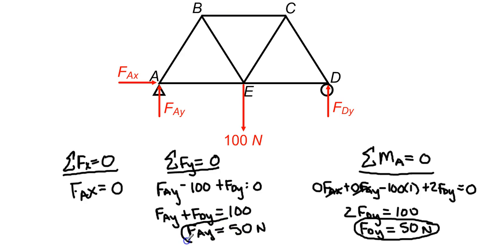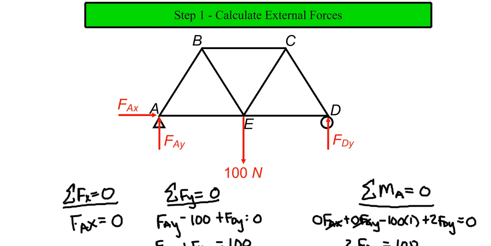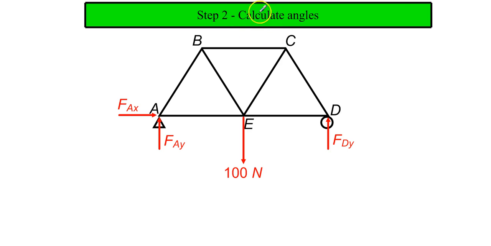Alright guys, so we've solved for all of the external forces on this truss. So our next job here is to calculate the angles. We said in the beginning that all of these members are going to be 1 meter in length. So that makes it kind of nice for us. All of these members are one length. That means we have equilateral triangles throughout this thing. So all of the angles in this particular truss are going to be 60 degrees.